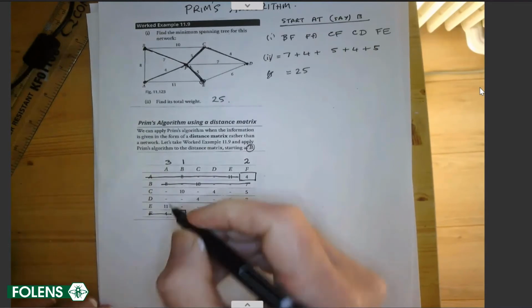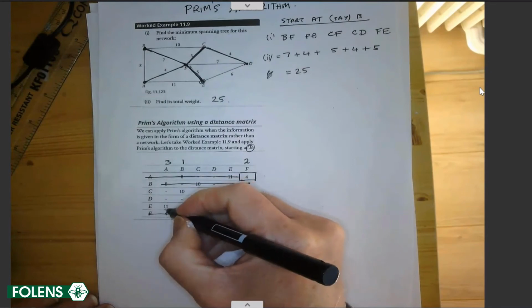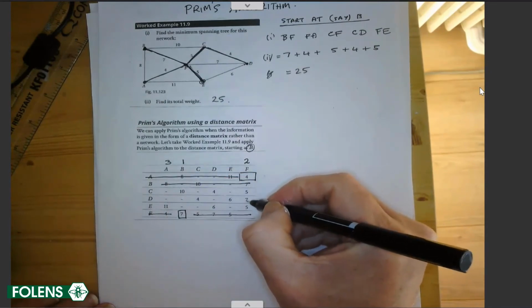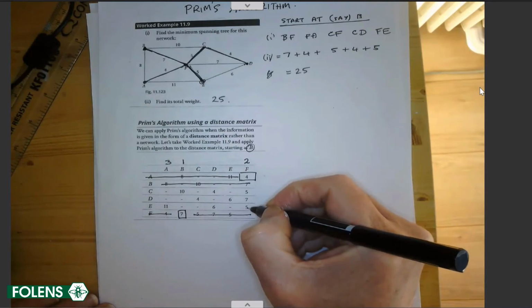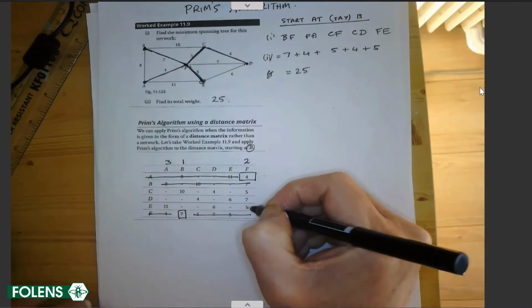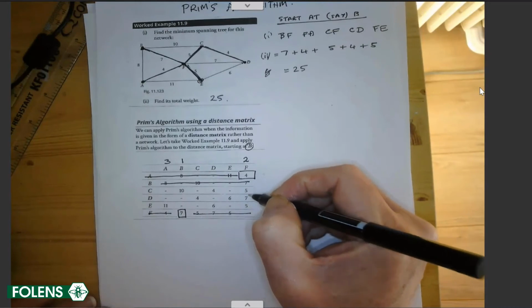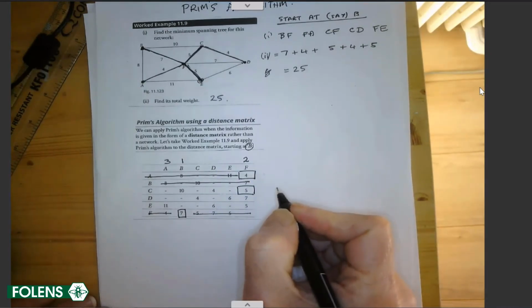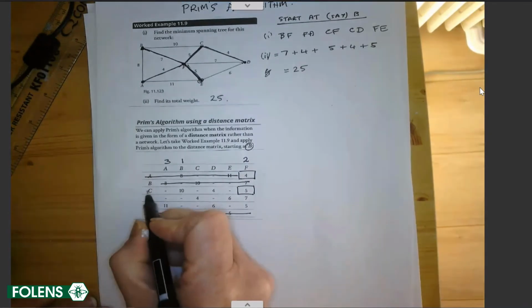Now I look down all three. Under A, I have 11. Under B, I have 10. And under F, I have a 5 and a 7 and a 5. Now, which of those is the smallest? Whichever I like of these, it makes no difference to the answer, although you will have a different spanning tree. But I'm just going to take the first one here, C to D. That brings me to C.